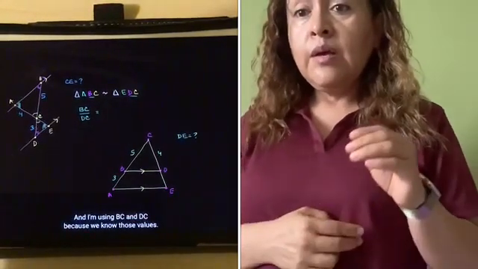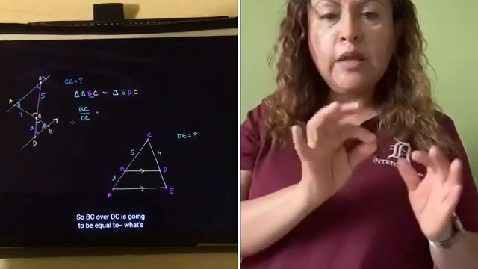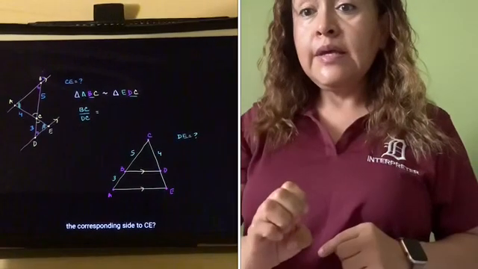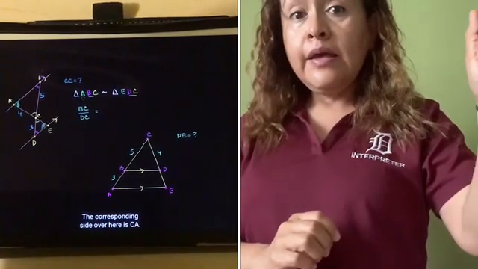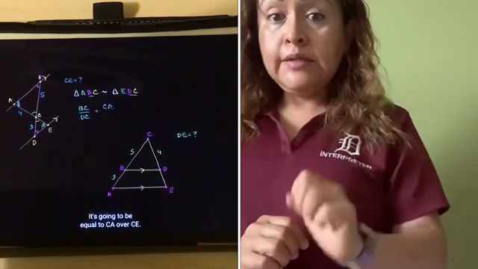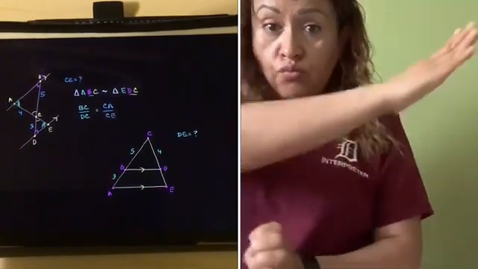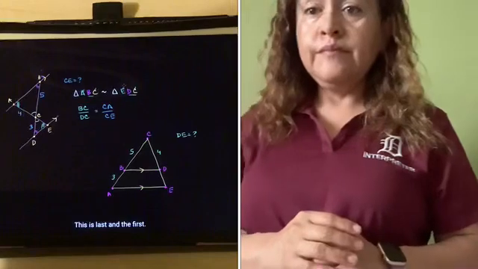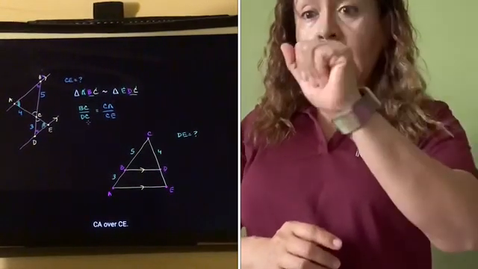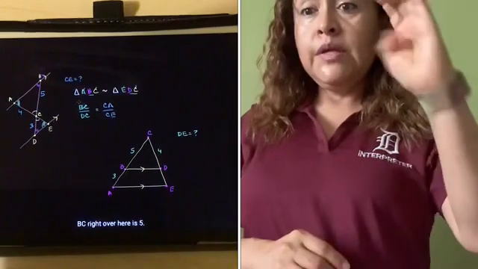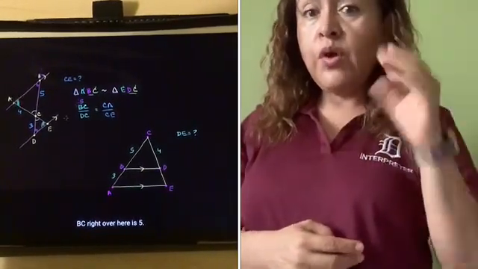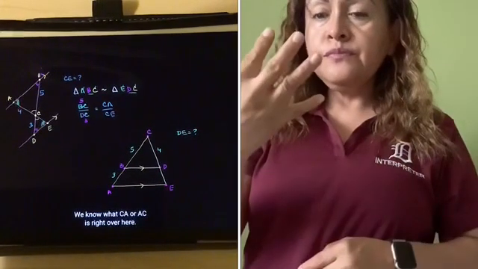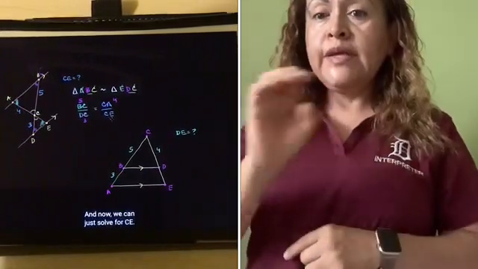I'm using BC and DC because we know those values. So BC over DC is going to be equal to, what's the corresponding side to CE? The corresponding side over here is CA, so it's going to be equal to CA over CE. Corresponding sides. This is the last and the first, last and the first. CA over CE. And we know what BC is. BC right over here is 5. We know what DC is. It is 3. We know what CA or AC is right over here. CA is 4.